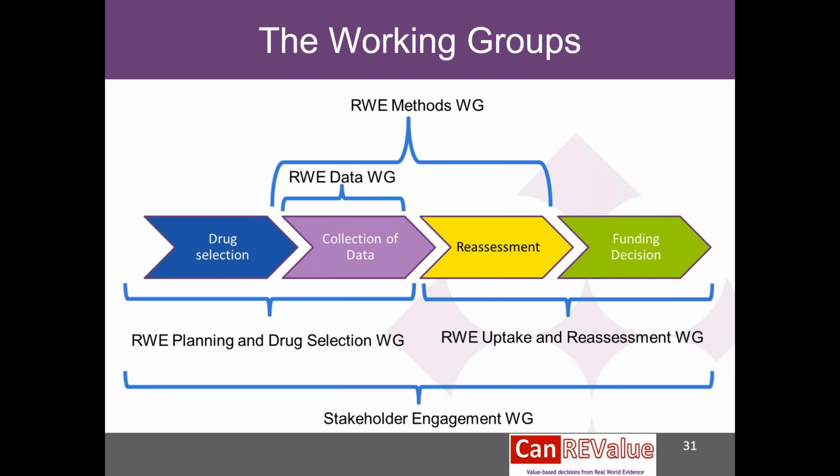Now moving on to working groups, understanding that the framework can be quite broad, we are focusing mostly on the space where a drug is being considered for funding, and then looking at post-funding collection of data, and then looking at possible future state of reassessment. So we have established 5 working groups, including the planning and drug selection working group, the data working group, the methods working group, the uptake and reassessment working group, and the stakeholder engagement working group.